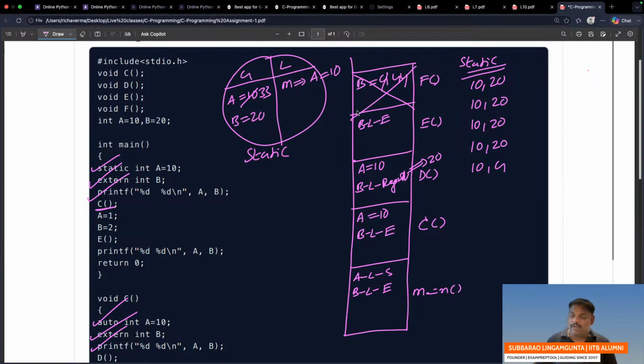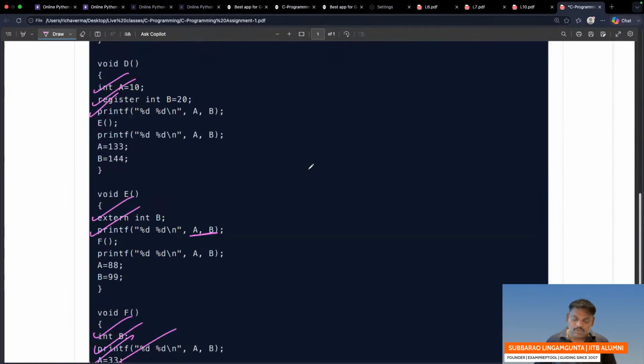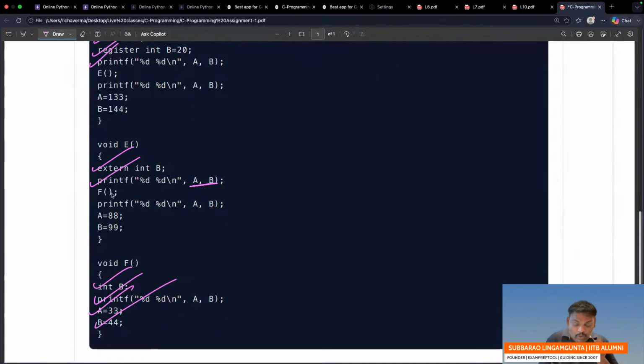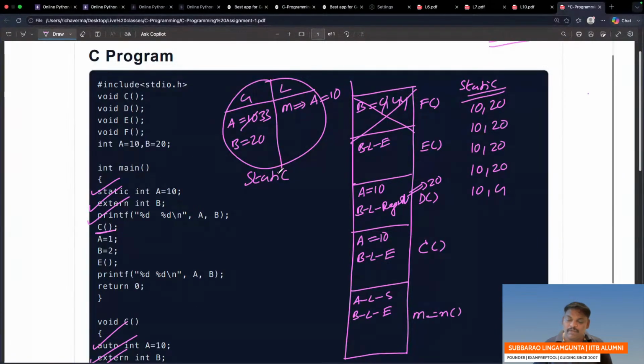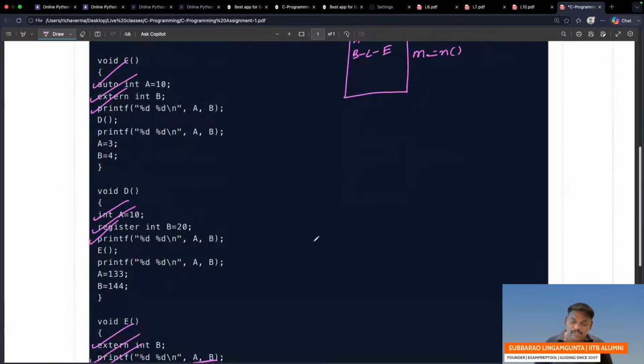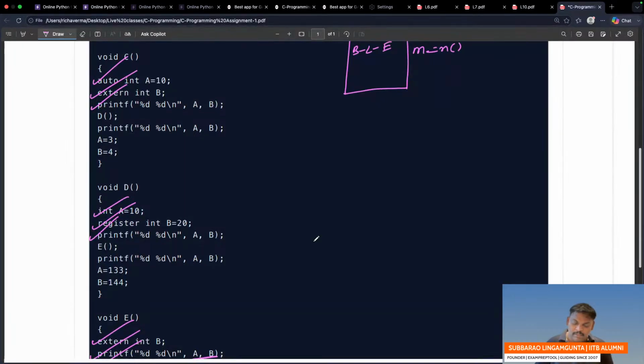If F is over, let's go to the E function. From the E function only you came to F. So F is completed. Now print A, B. In the E function, the local variable A is not there, so global. B is an external variable, meaning it is taking the memory of global. Both are global. So 33 20 will be printed. In the E function, printing is also completed.